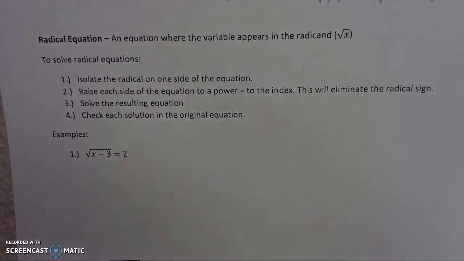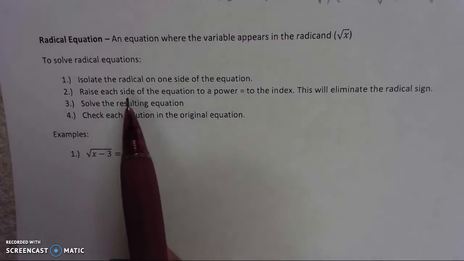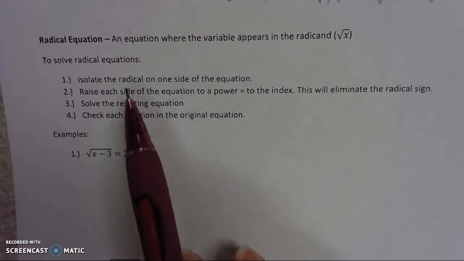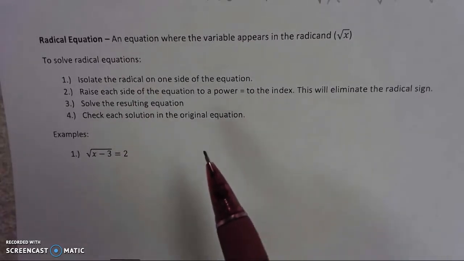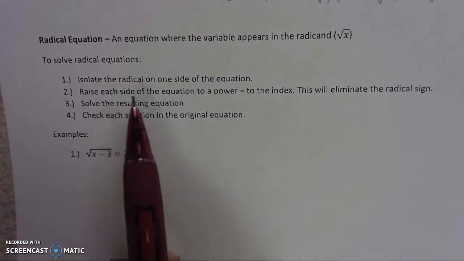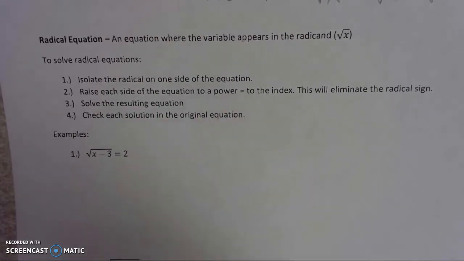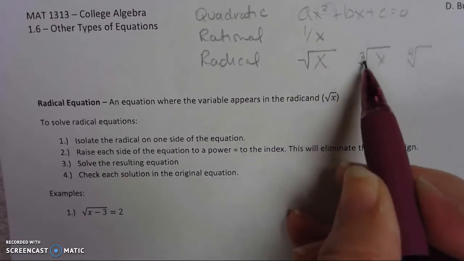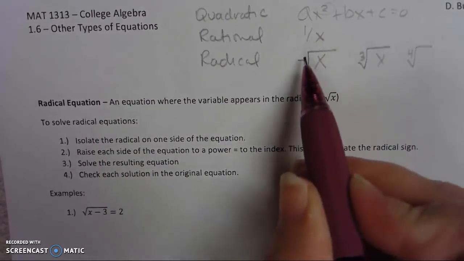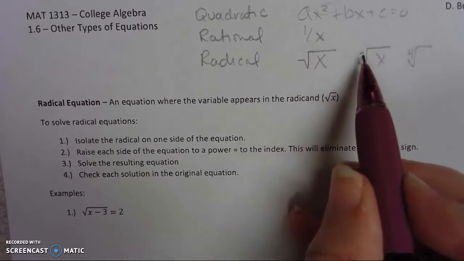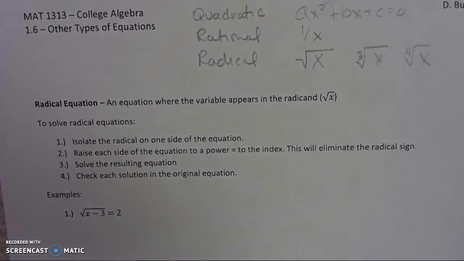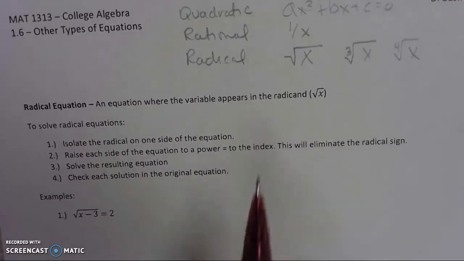So to solve radical equations, we isolate the radical on one side of the equation. So if there are multiple radicals, isolate one of them. Get it by itself on one side. Then we're going to raise each side of the equation to a power equal to the index. Now, the number that sits right here, that is the index. So it's going to tell us what root we're finding. This would be square root, the cube root, the fourth root, and so on. And we can go as high as we want, but the smallest we'll ever go is 2.